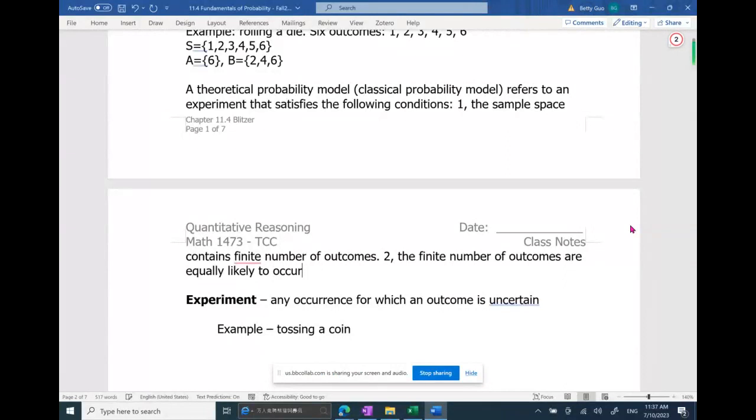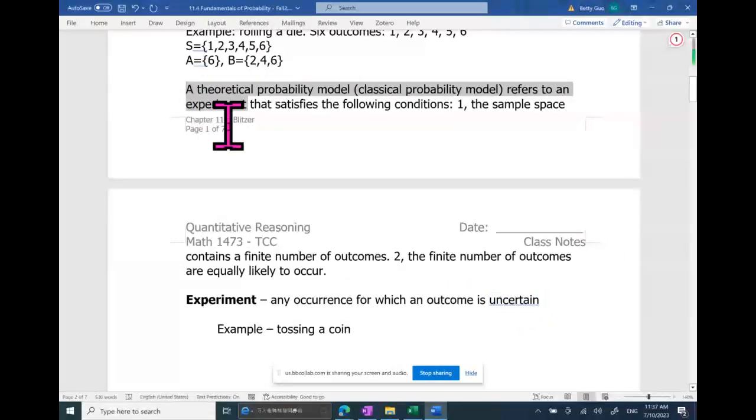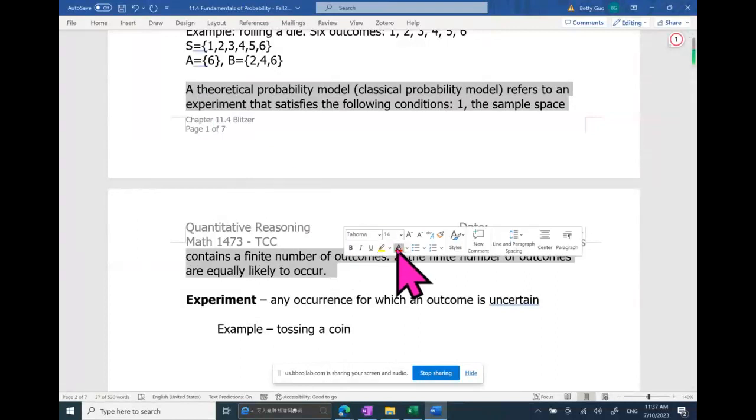You see the symmetry in those outcomes. Contains a finite number of outcomes. Condition number 2, the finite number of outcomes, they are equally likely to occur. So if those 2 conditions are satisfied, then the experiment is a classical model or theoretical model. All right? Yeah. So please include that in your notes. Let me highlight in bold and red.